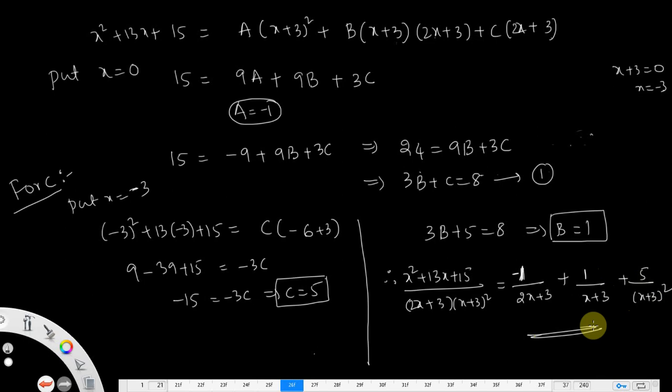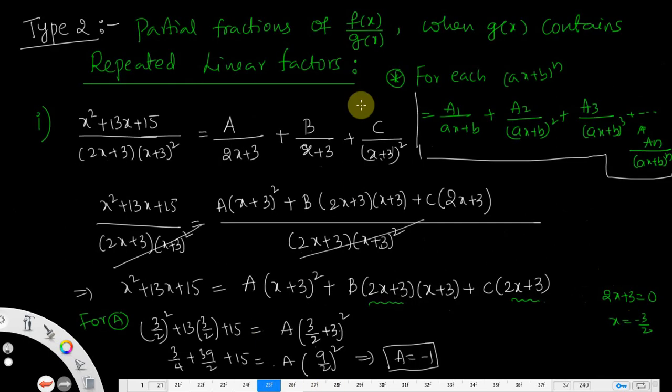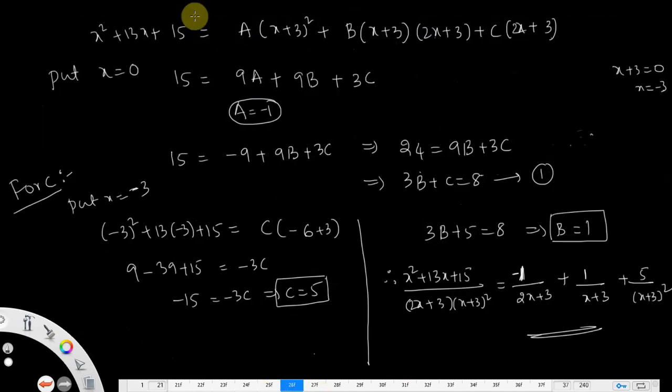What is the type 2 method? Repeated linear factors: taking the LCM and the basic step you can get. Here, for finding the value of A, make the common factor 0, as in the previous type 1 method. Similarly for B, there is no common factor, that is why you can put x equal to 0, then we get it.